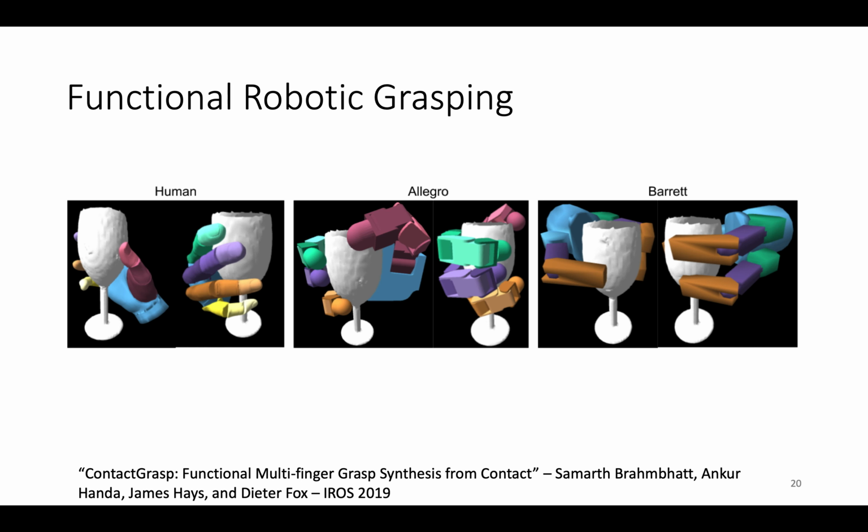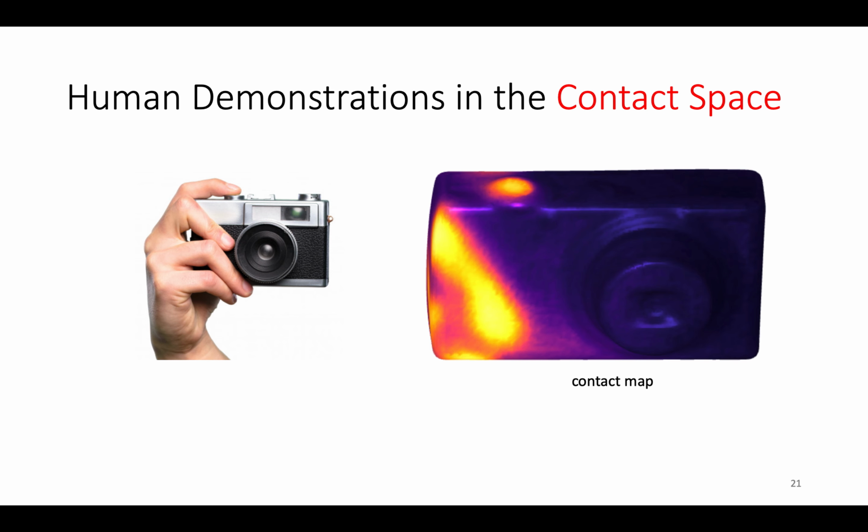Finally, I'll mention a project about functional grasp synthesis for multi-fingered robot hands. Human demonstrations have been used a lot for this kind of grasping. Our insight was to collect demonstrations in the contact space rather than the joint space. This allows for greater visibility in the target, and greater variability in the target hand geometry and parameterization.